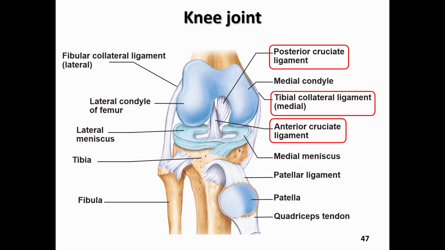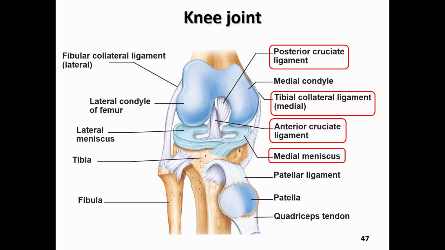Two other important ligaments include the tibial collateral ligament, often referred to as the medial collateral ligament, which you can see here on the medial side of the knee. The medial collateral ligament is often, in part, continuous with the exterior portion of the joint capsule.